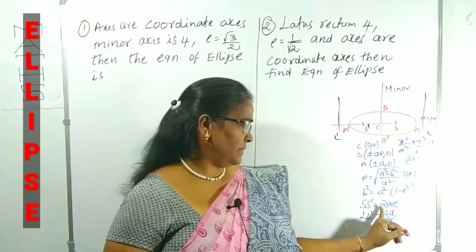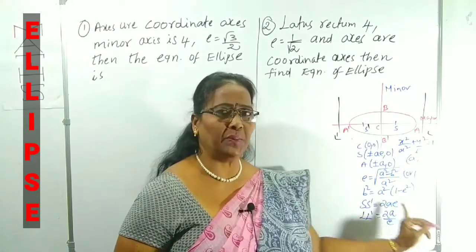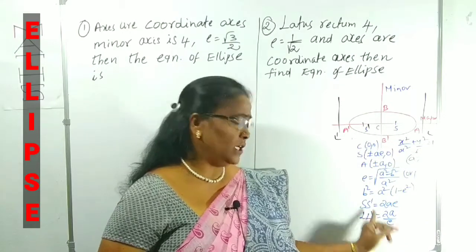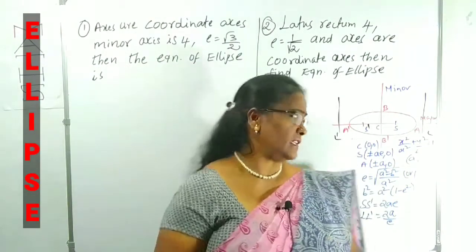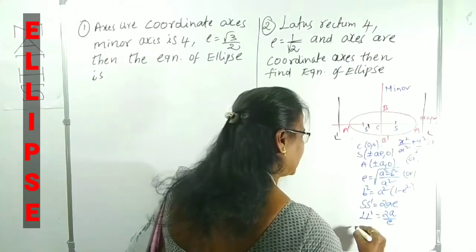Or maybe in place of b we can write a, or in place of a we can write b. SS dash will be 2BE, and LL dash will be 2B by E. These are the various contents. In this case, we can find out the length of the latus rectum.